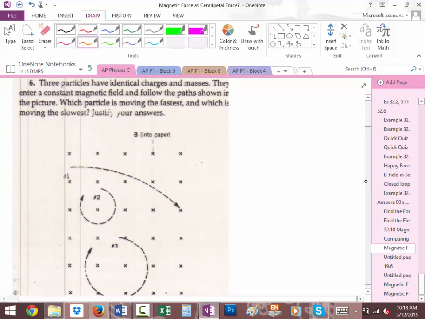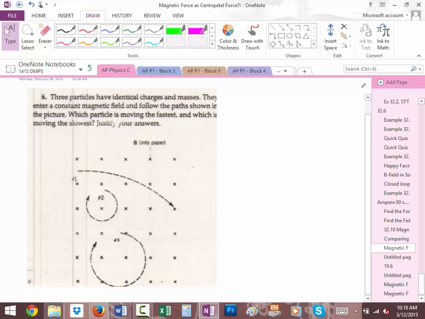I want you to think this through first, and then we'll do the math. Three charged particles have identical charges, identical masses. They enter a constant magnetic field and follow the paths shown. Which particle is moving the fastest? Which one is moving the slowest? Take a look there. See if you can come up with an answer or reason.